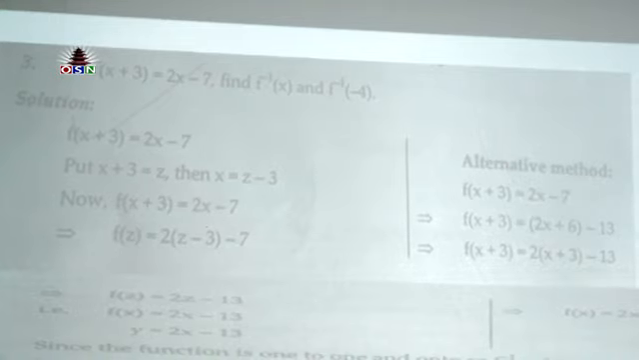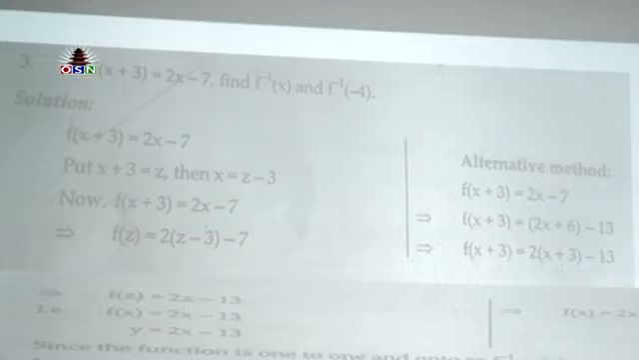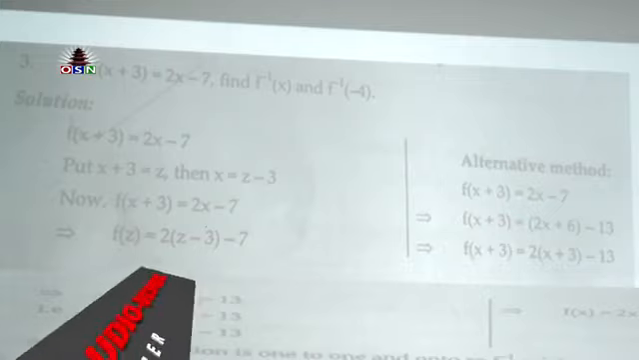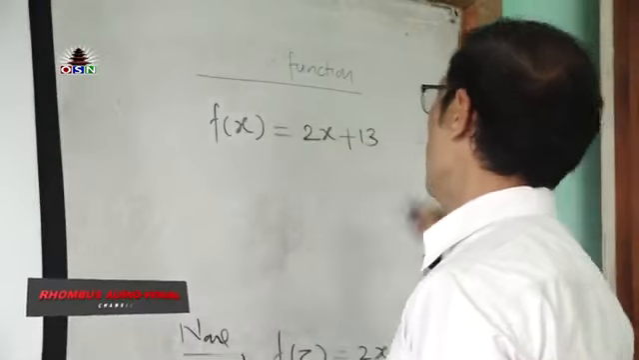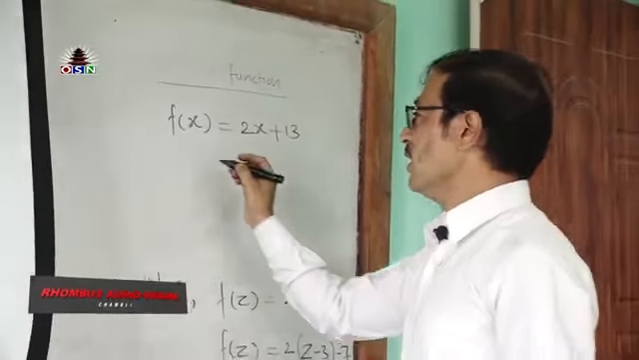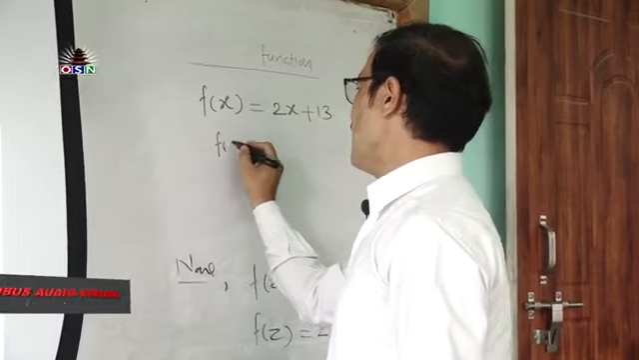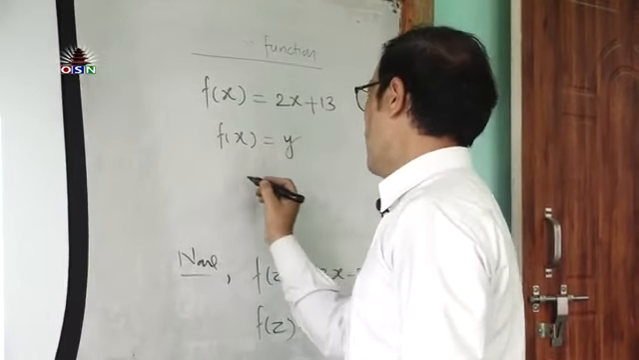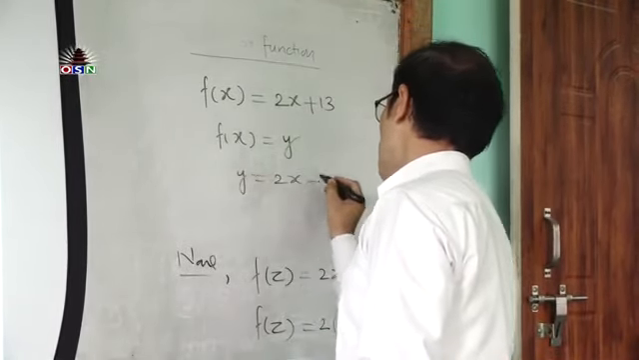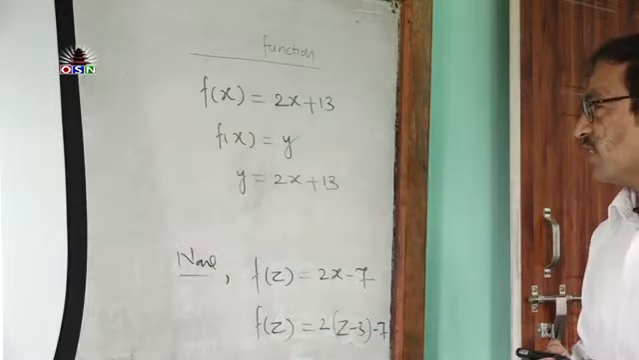So f(x) we have got. Now we are going to find f inverse x. For that, let's begin from the same. f(x) equal to 2x plus 13 is given. To find the inverse function, you just suppose that f(x) is equal to y. We can suppose here that y is equal to 2x plus 13.